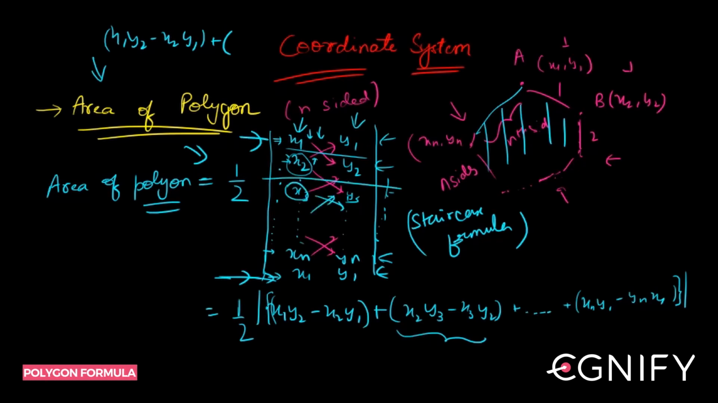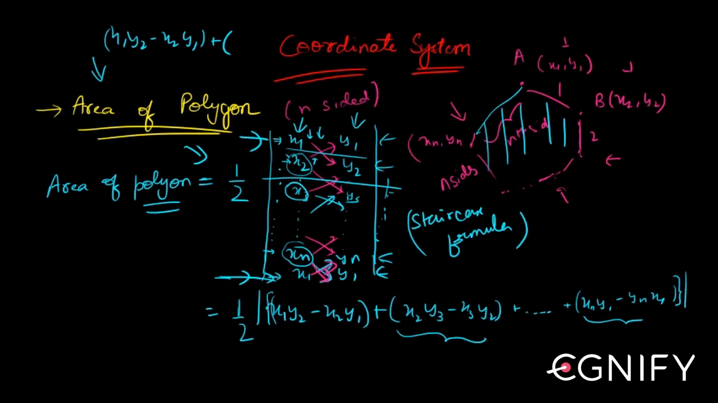And finally, when you come to x1, then you do x1, yn, that is your final term, x1, yn minus, you come back along this path. So basically this is your direction, x1, yn minus xn, y1, right?